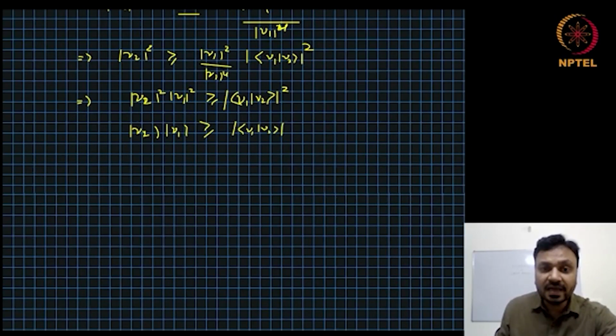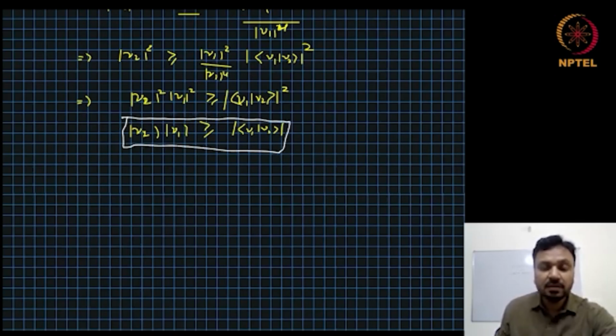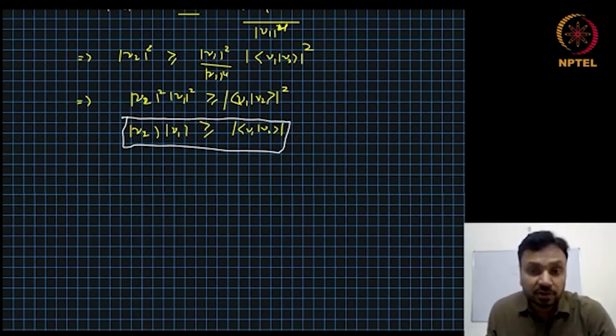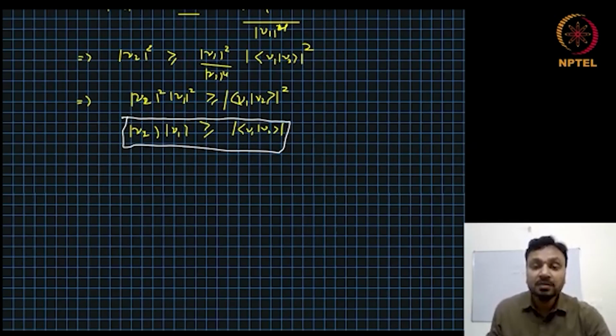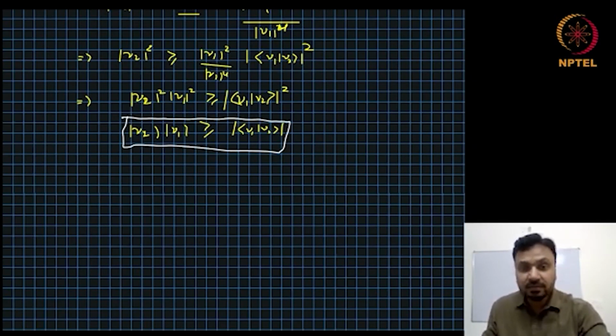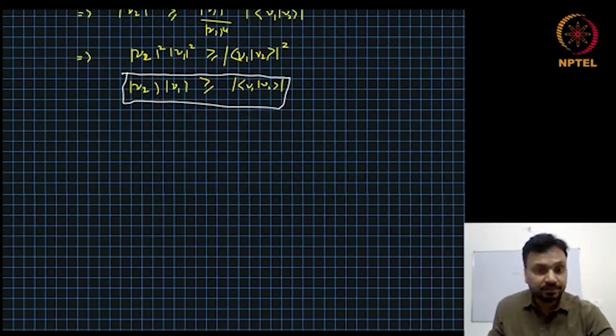What we have achieved here is that the inner product of two vectors is always less than or equal to the product of their lengths. This is what we are saying. So if you have two vectors v1 and v2, and you take the product of their lengths, that will always be greater than the inner product of the two vectors. Okay. So now we will be using this relation in the following way.